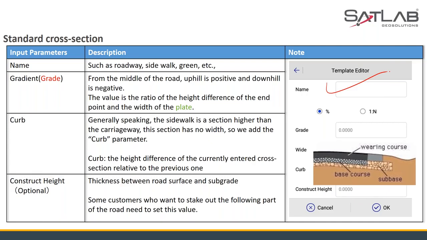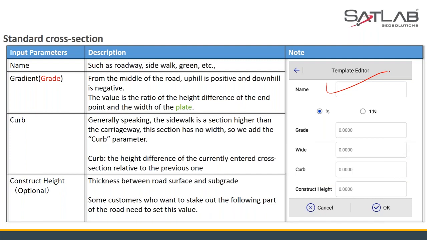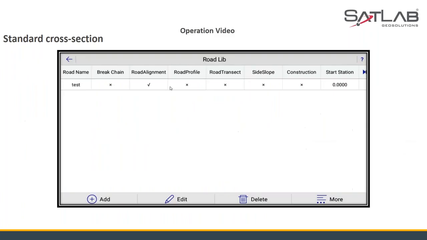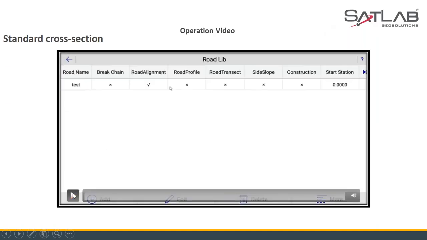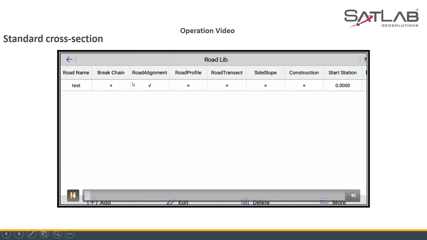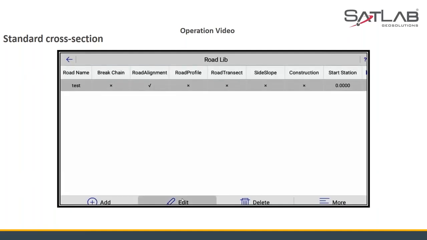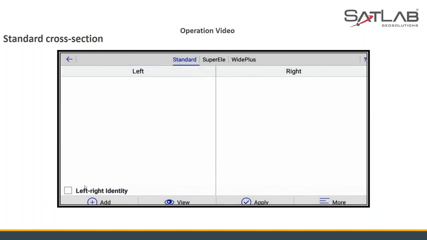After that we have to give the width, the curb width, and the construction height, which is optional. This is the curb, this is the construction height, where you can give the heights of the sub base course, the base course, the wearing course. If you want all of these detailed cross sections in SatSurv, you can use it. But let's put it as optional, as we just want to survey it. But at some point the customer wants these kinds of things, so we have the construction height as an option there as well.